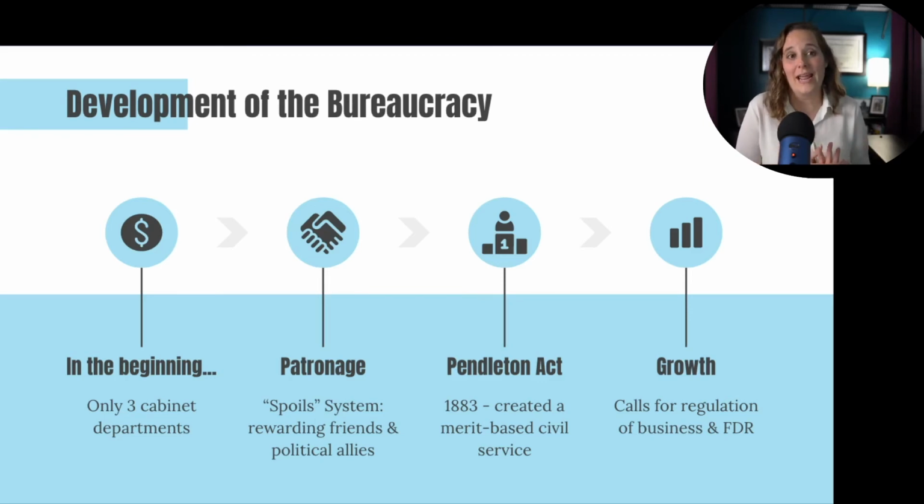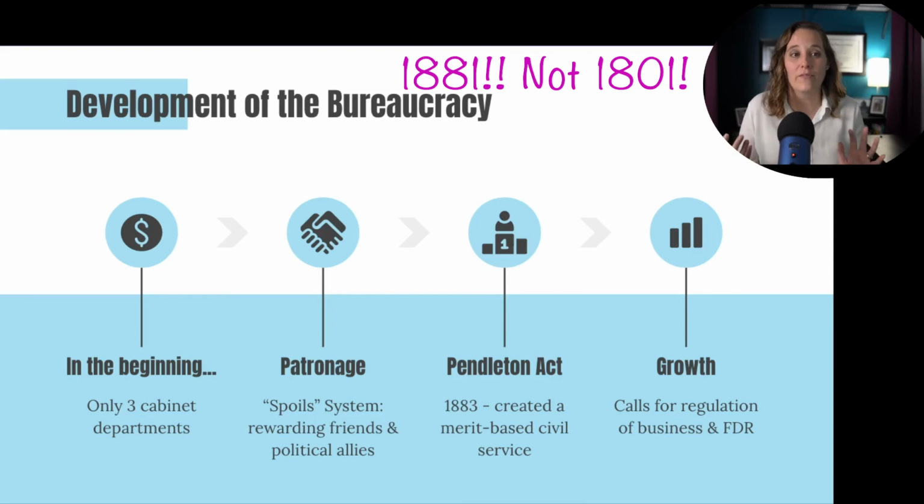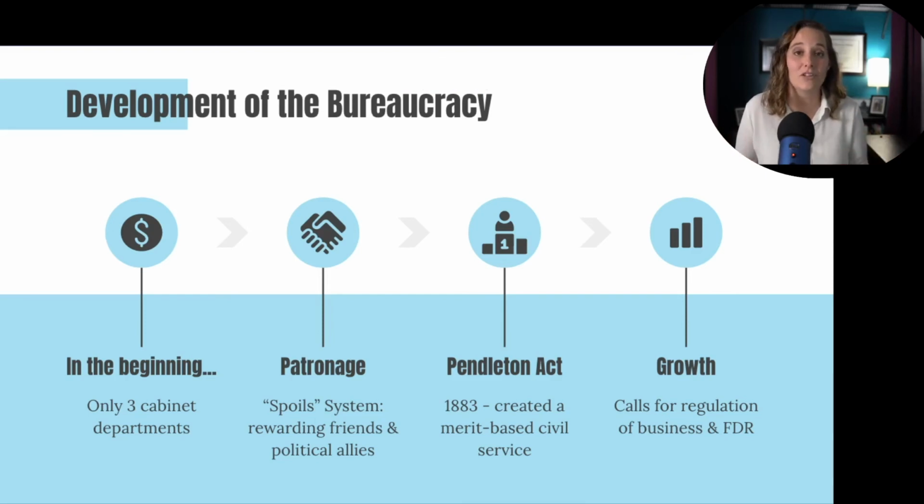This changed in 1801 after President James Garfield was actually killed in office by someone who was seeking a position from him. Congress quickly responded and passed the Pendleton Act, which created a merit-based civil service. Now, each position within the bureaucracy is filled based on merit through a qualification exam, except, of course, for those top-tier positions like the department secretaries.